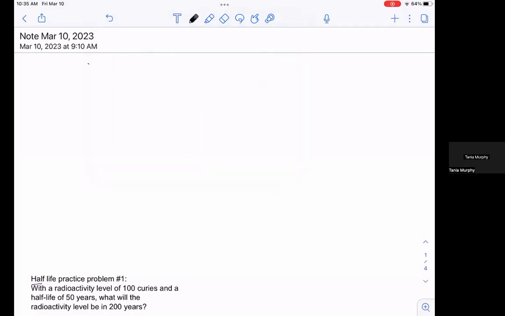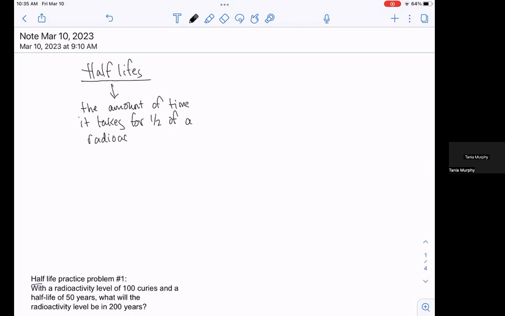Okay. We are talking about half-lives and radioactive decay. Let's talk about half-lives first. This is simply the amount of time, the period of time it takes for one half of a radioactive isotope to decay.